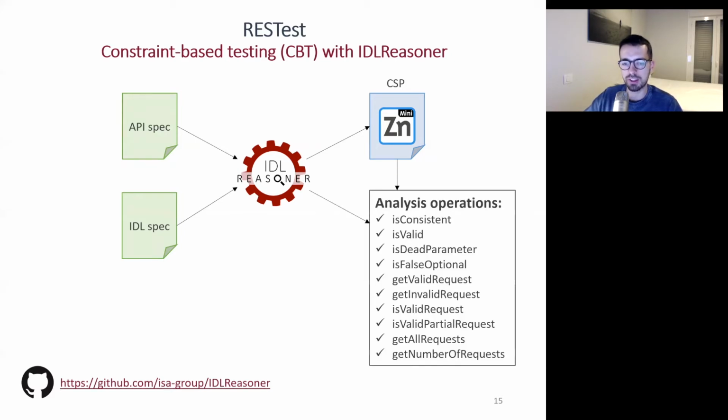In the context of RESTest, the operations that we are interested in are the isValid operation, which allows you to check whether a given IDL specification is valid or not, and the getValidRequest and getInvalidRequest operations, which allow you to automatically generate both valid and invalid requests to the API. So, requests satisfying and violating the dependencies of the web API.